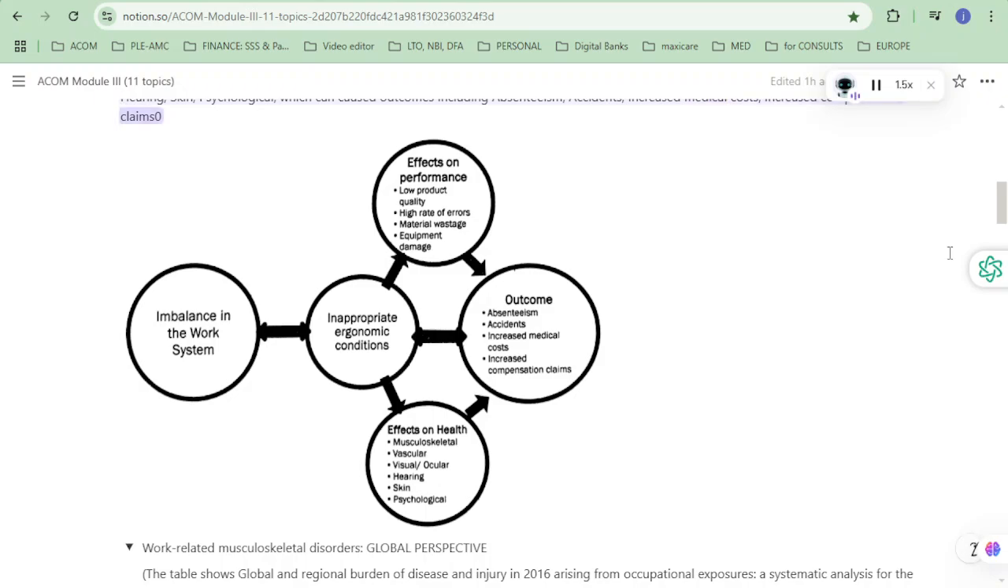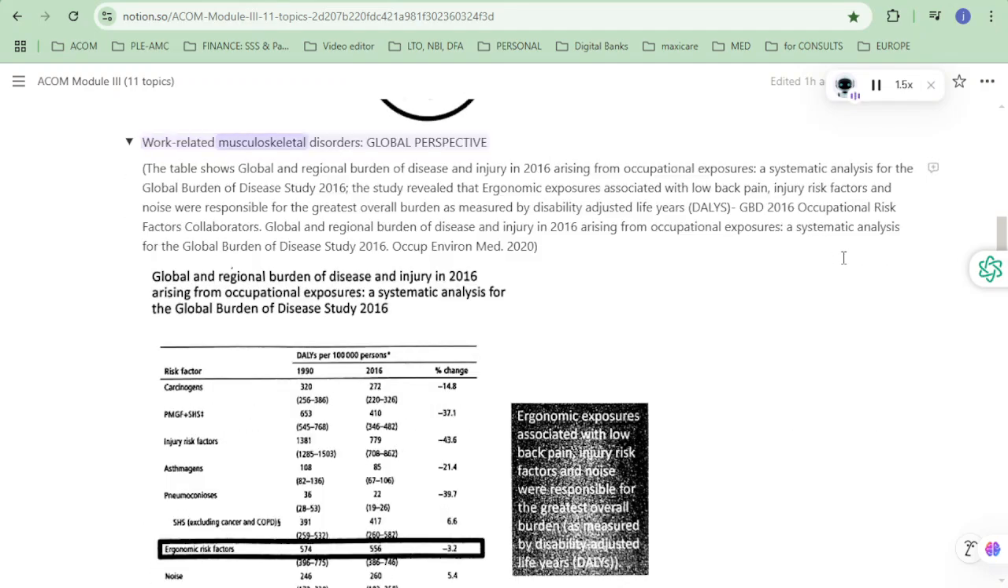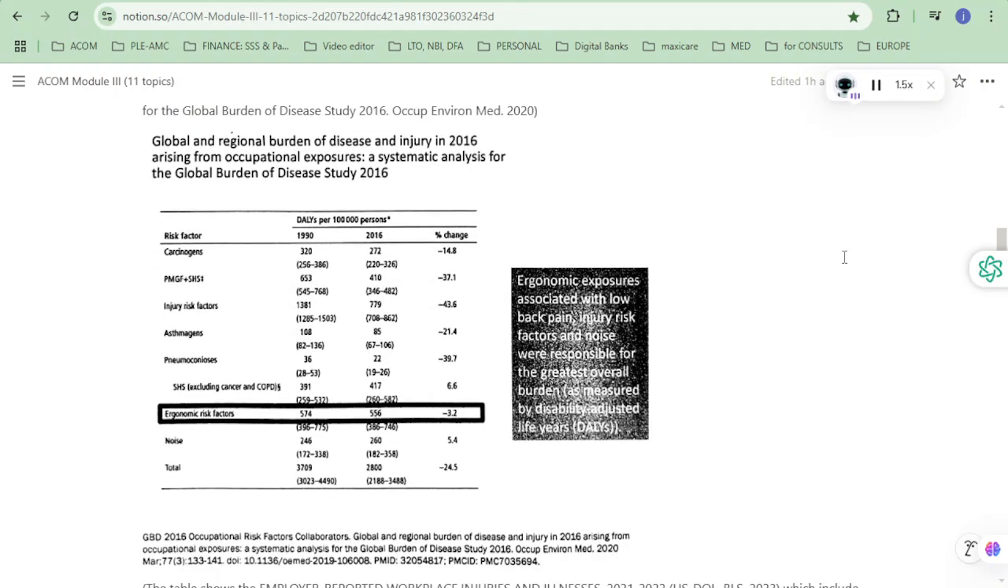Work-related musculoskeletal disorders, global perspective. The table shows global and regional burden of disease and injury in 2016 arising from occupational exposures, a systematic analysis for the global burden of disease study 2016. The study revealed that ergonomic exposures associated with low back pain, injury risk factors and noise were responsible for the greatest overall burden as measured by disability-adjusted life years.